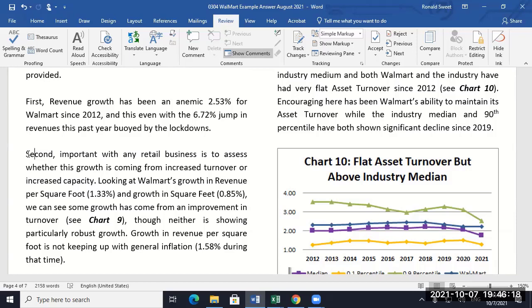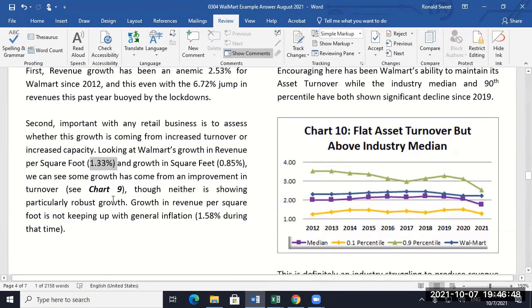So if you're doing revenue per square feet, you want to talk about the growth in revenue per square foot, which is turnover, and the growth in square feet, right? You have to have two things, but they have to be related. So which of those is capacity? Square feet. If you add more square feet, you're building a business. That is an expensive, time-consuming, difficult way to add revenue. Okay? So Walmart's revenue per square feet grew 1.33%.